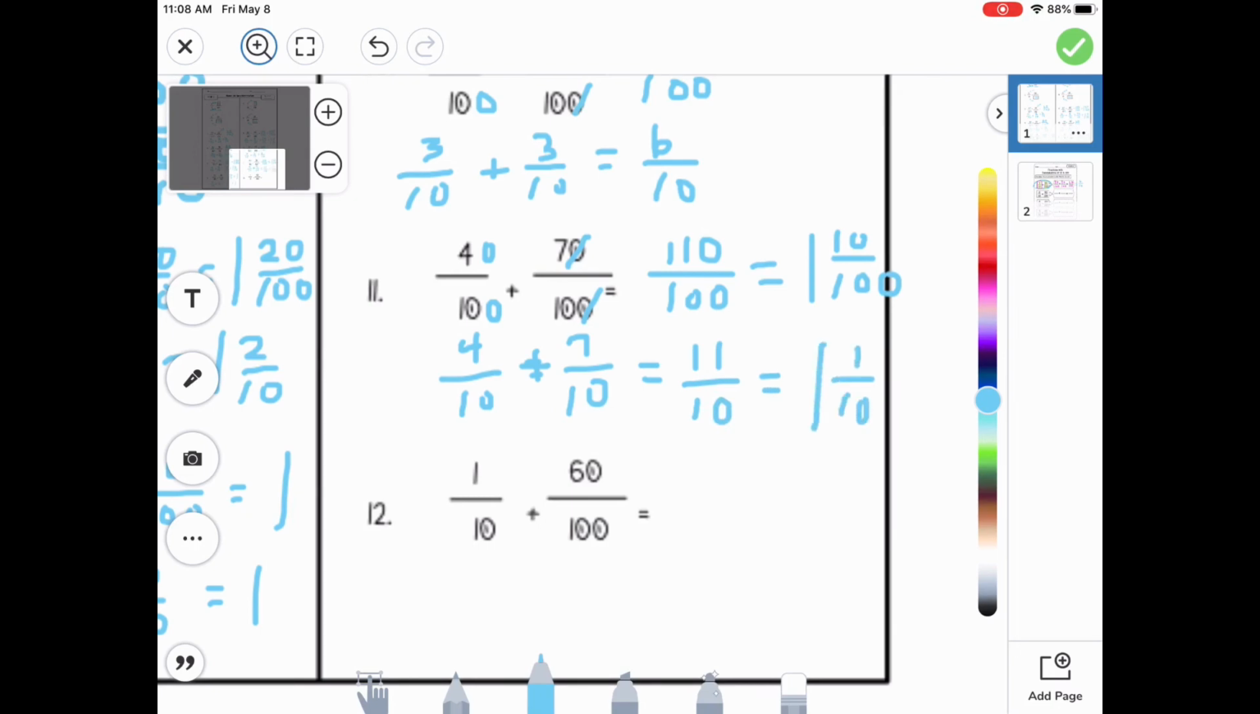Question number 12. I could have turned 1/10th into 10/100. When I added those together, I would have gotten 70/100ths. Or I could have kept 1/10th the same and turned 60/100 into 6/10ths. And when I added those together, I would have gotten 7/10ths.